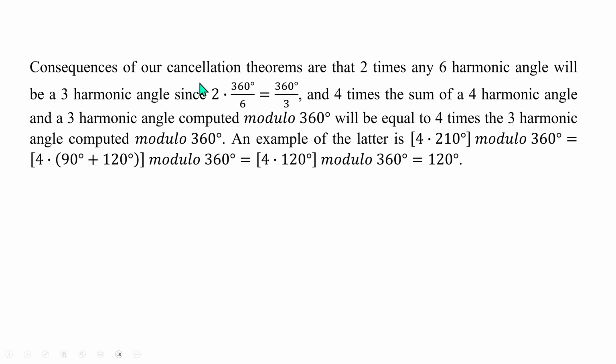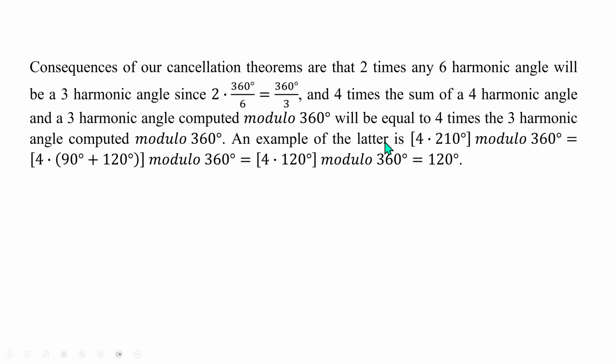Now, consequences of our cancellation theorems are that 2 times any 6 harmonic angle will be a 3 harmonic angle, since 2 times 360 degrees over 6 is 360 degrees over 3. And 4 times the sum of a 4 harmonic angle and 3 harmonic angle computed modulo 360 degrees will be equal to 4 times the 3 harmonic angle computed modulo 360 degrees.